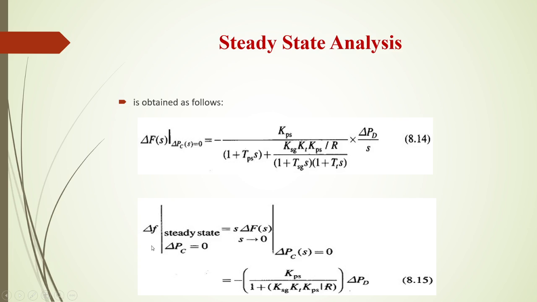Now we have to take the steady state condition, that is delta F at steady state, delta Pc equal to 0, equals S into delta F of S as S tends to 0. As S tends to 0, we get Kps by 1 plus Ksg Kt Kps by R, into delta Pd.